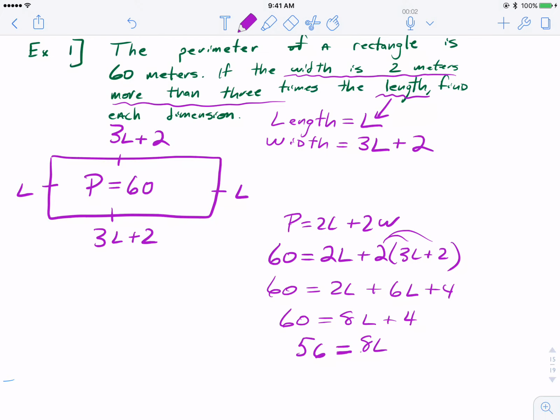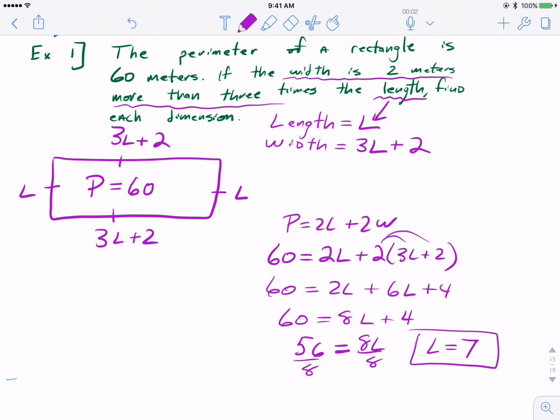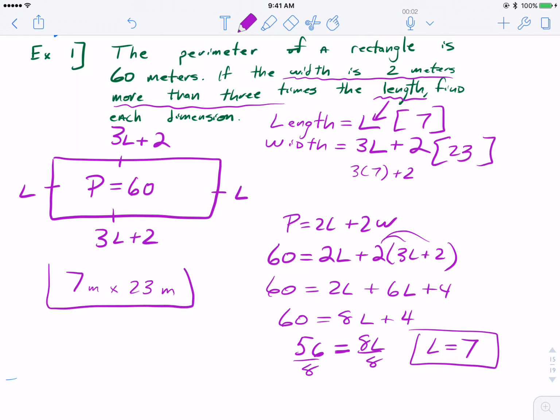And now dividing both sides by 8, I would get L equals 7. Okay, so that's one dimension. I found the length. For the width, I would plug in a 7 for L. 3 times 7 is 21, plus 2 is 23. So this is a 7 meter by 23 meter rectangle.